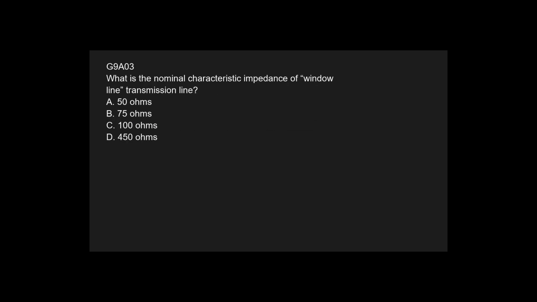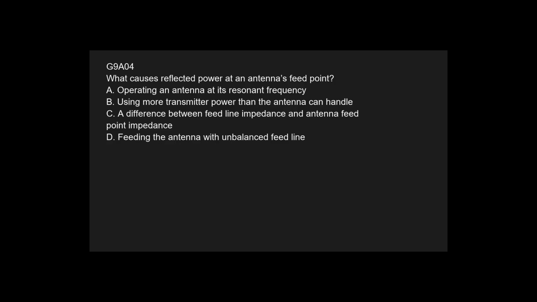Question. What is the nominal characteristic impedance of window line, transmission line? The correct answer is D. 450 ohms. Question. What causes reflected power at an antenna's feed point? The correct answer is C. A difference between feed line impedance and antenna feed point impedance.